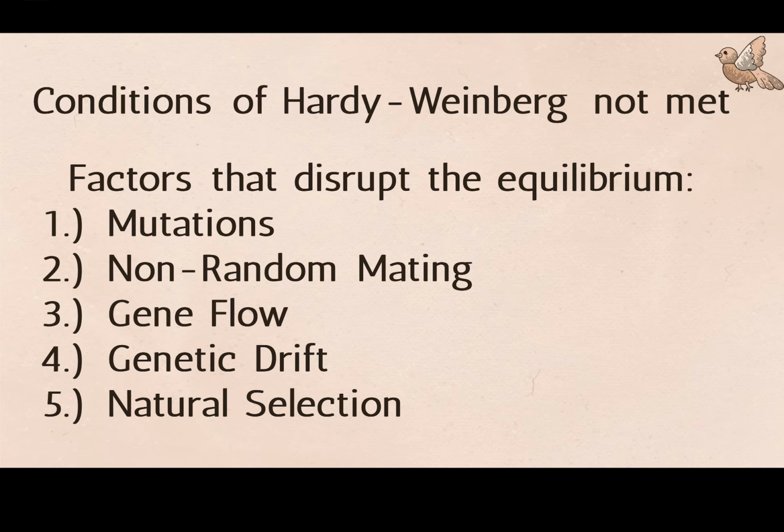Genetic drift is the change in allele frequency within a population, which can occur due to random environmental events such as bottleneck or founder effect. And natural selection is when alleles improve or reduce fitness for individuals to survive and reproduce in a given environment.